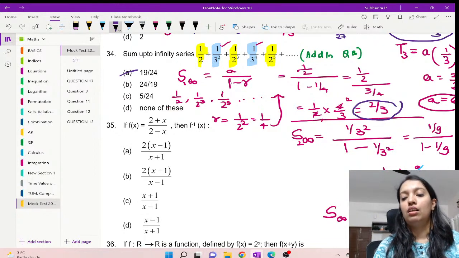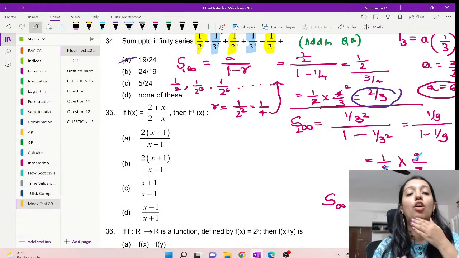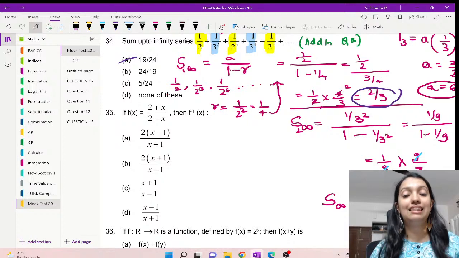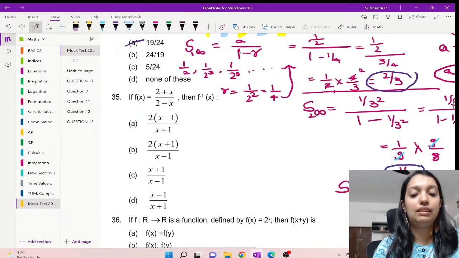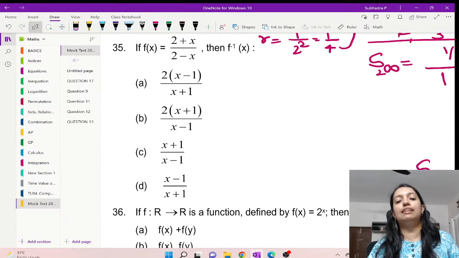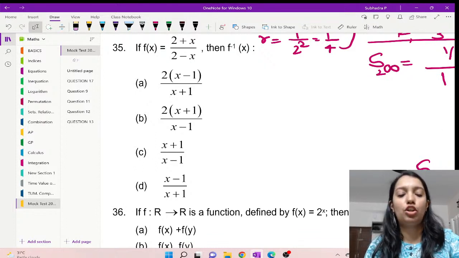Next. So we are done with AP GP questions. Going ahead for question number 35. This is set relation function questions. Question number 35. Have a look. f of x is equal to 2 plus x divided by 2 minus x. Find f inverse of x.